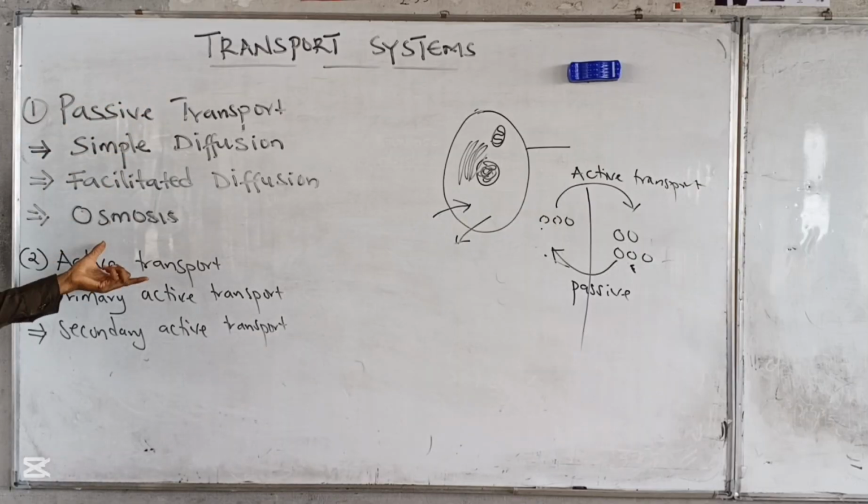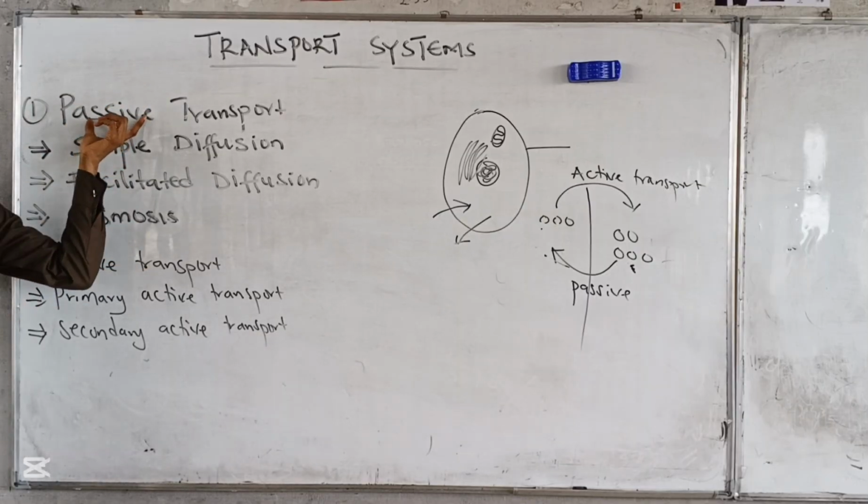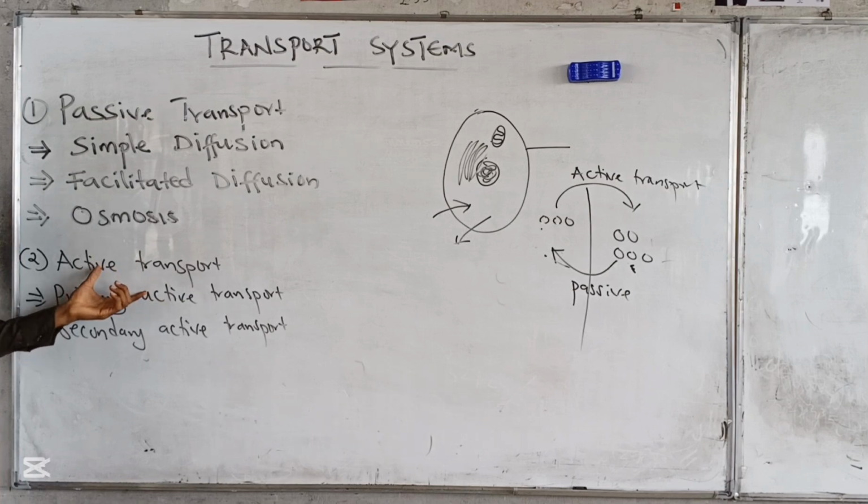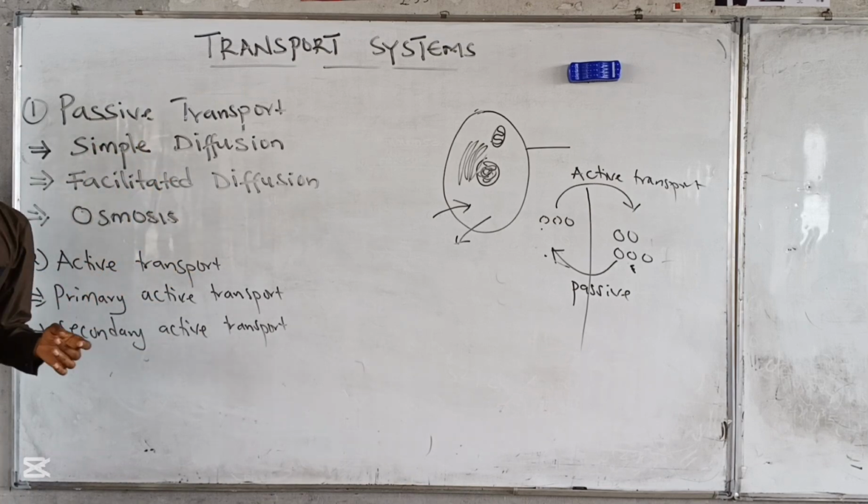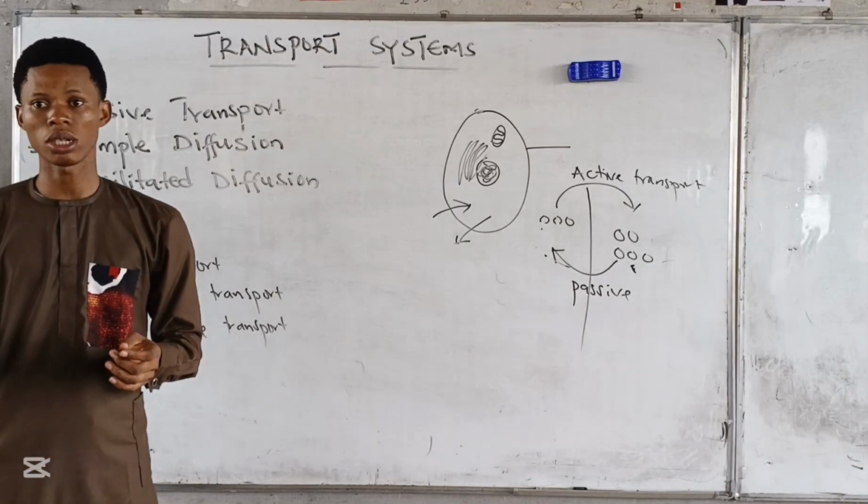Now, we've understood the meaning of passive transport and active transport. But passive transport has its types. Active transport still has types. So let's look at the types of passive transport. There's no way you will not see this in an exam. Let me just say that.